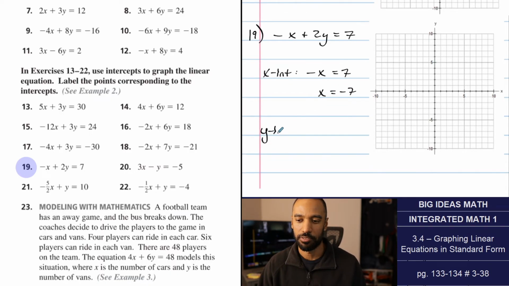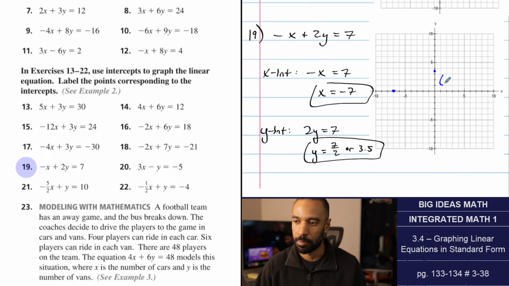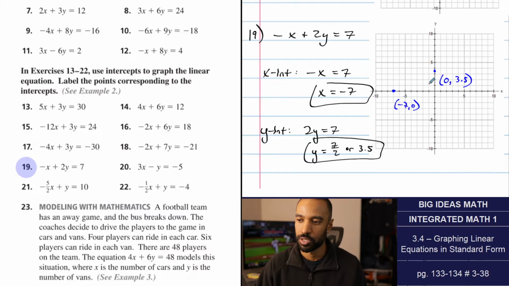This y-intercept will be a fraction. We've got to divide 7 by 2. So what'll that get you? 7 over 2? 3.5, right? So that's the x-intercept, that's your y-intercept. Let's get them plotted. Let's get them labeled. (0, 3.5) and (negative 7, 0). And let's get the line going.